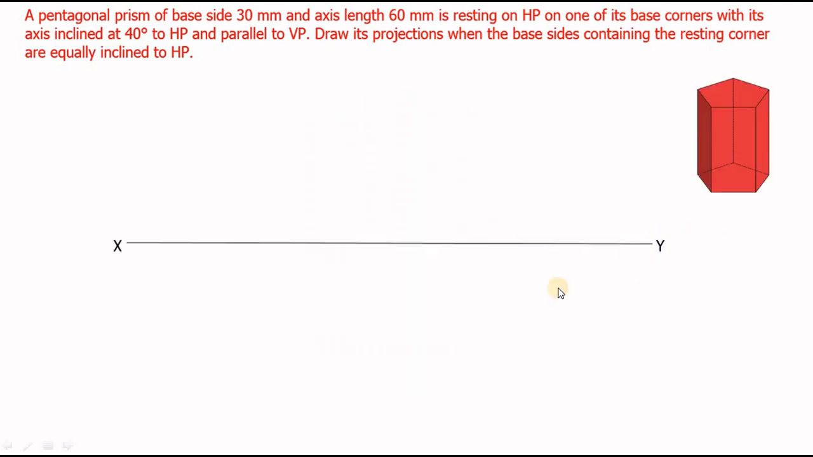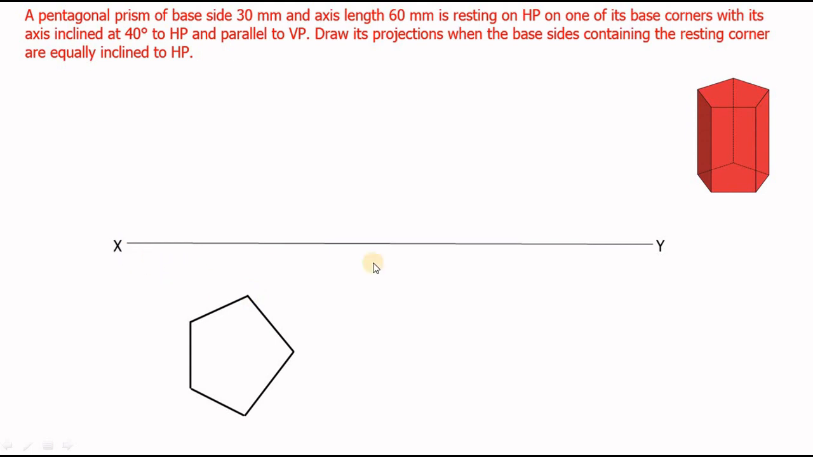Just listen carefully. First step, draw the XY line. I am keeping this pentagonal prism for our reference. So first draw the XY reference line. Then draw the pentagon, since it is resting on HP on one of its base corners. I already said that whenever a prism or pyramid rests on one of its base corners or base edges, the top view will get the true shape.